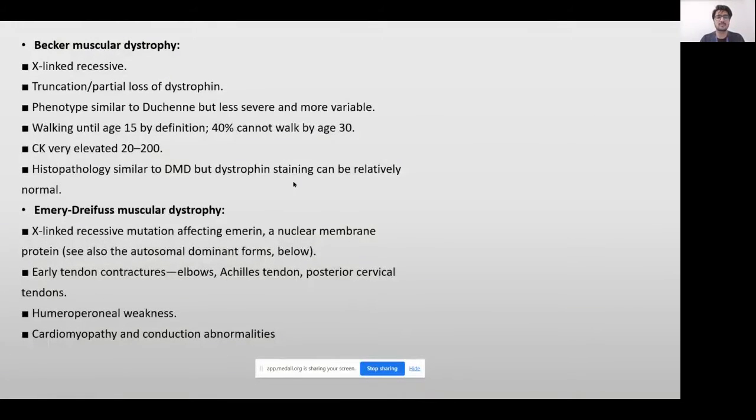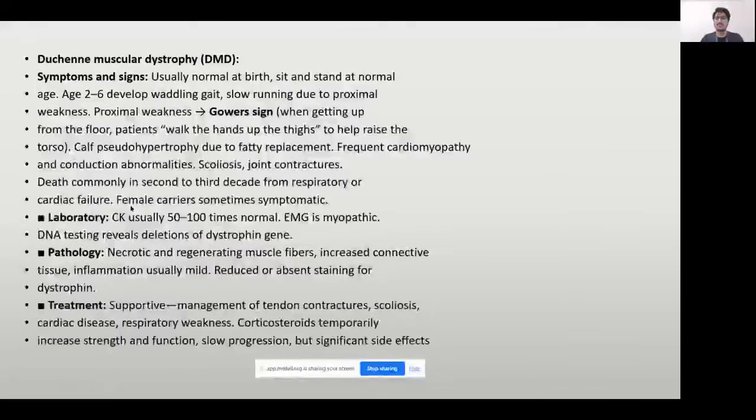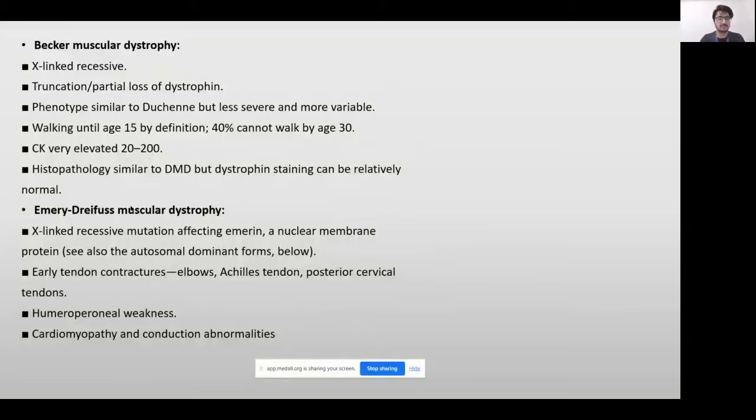Becker's, coming towards adult, is a partial loss of the dystrophin gene. It's an X-linked recessive disorder, and the patient keeps on walking until the age of 15 by definition, but as the age progresses, their weakness starts. Histopathology will show similar to Duchenne muscular dystrophy, but dystrophin staining can be relatively normal. But the CK will be very, very high, and I think the giveaway is that Becker is usually seen in older people, and Duchenne is seen in the younger group of children.